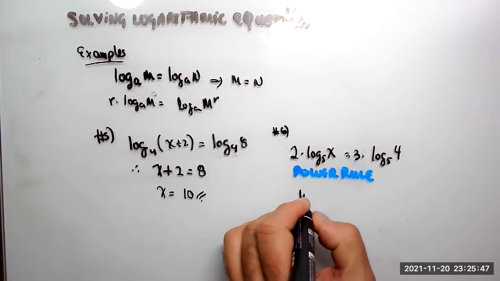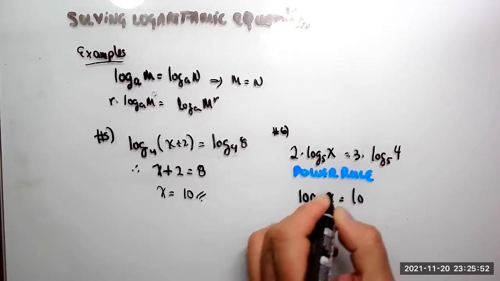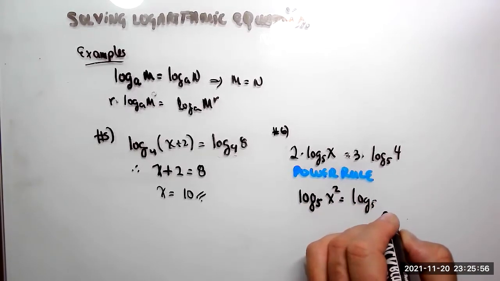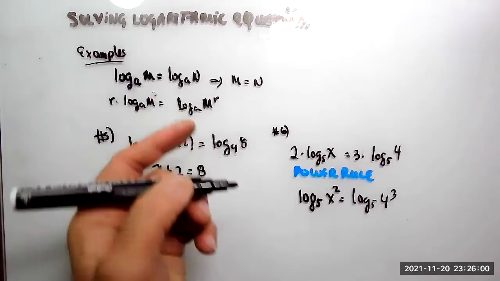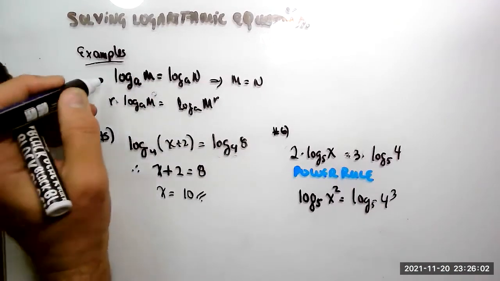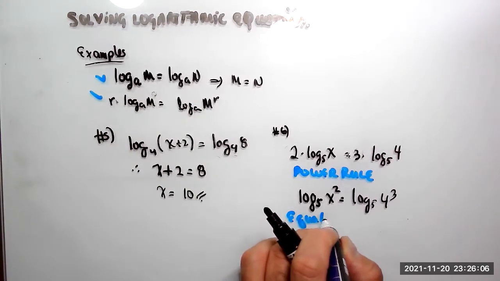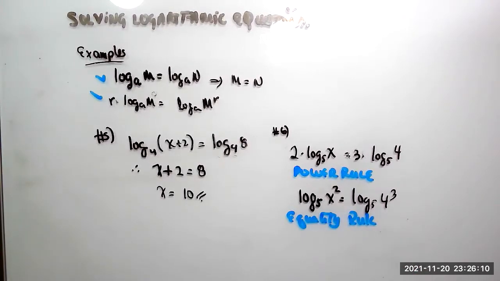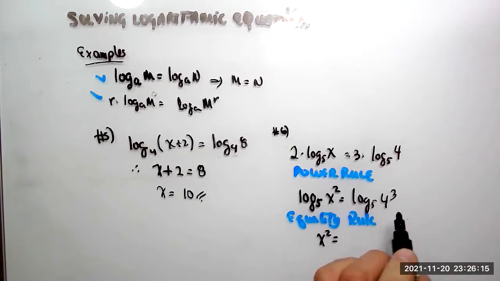we may conclude log base 5 of x squared equals log base 5 of 4 to the 3. Using the equality rule and the power rule, we may conclude that x squared equals 4 to the 3, that would be 64.